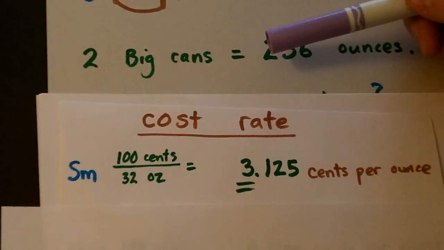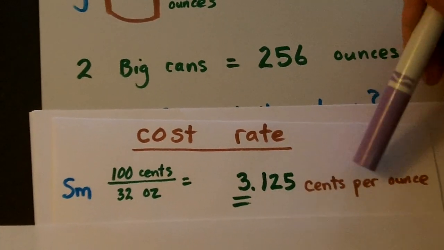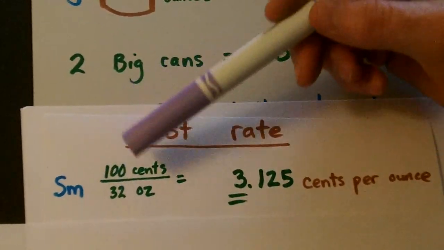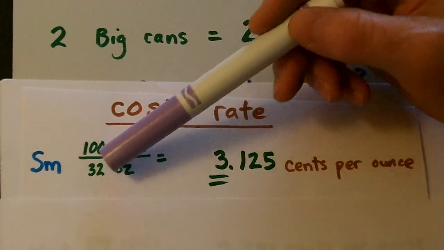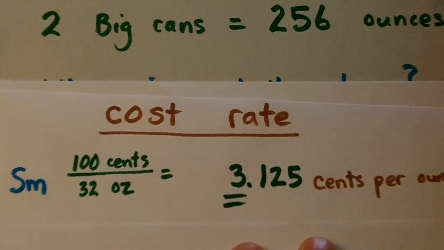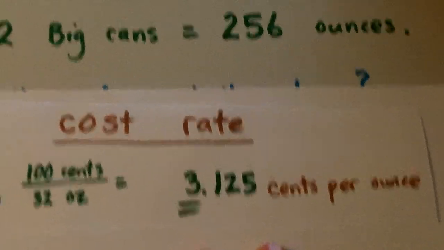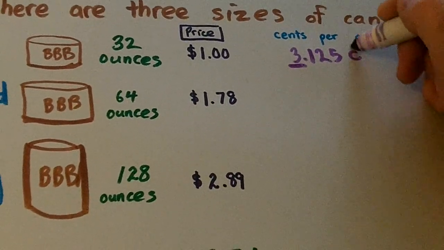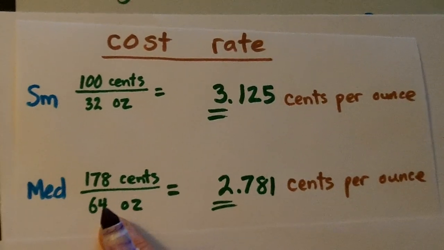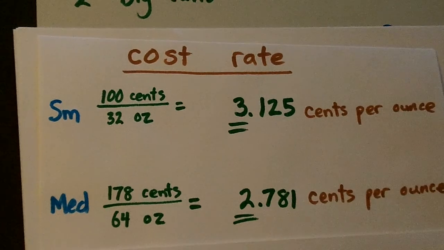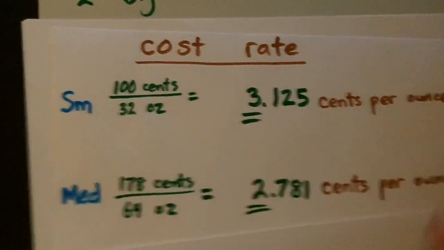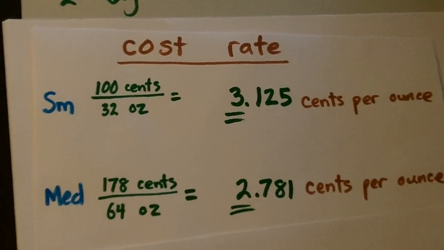The cost rate. We want to figure out how many cents per ounce each can is. Now, so if we take the small can, 100 cents divided by 32 ounces is 3.125 cents per ounce. Now that's cents. Now if we do the same thing with the medium, 178 divided by 64 ounces, this is going to be 2.781 cents. So far this is a better buy because it's cheaper.